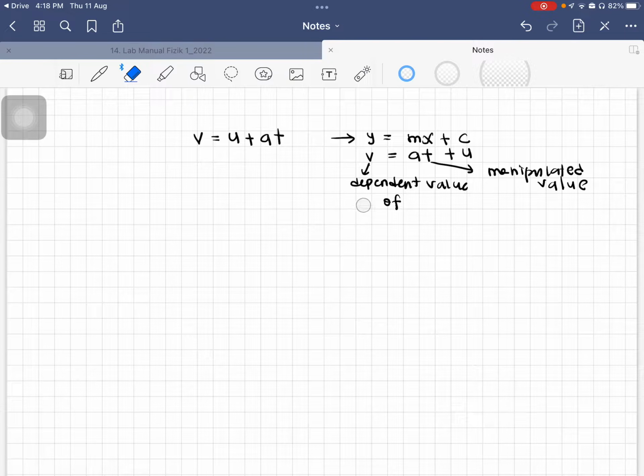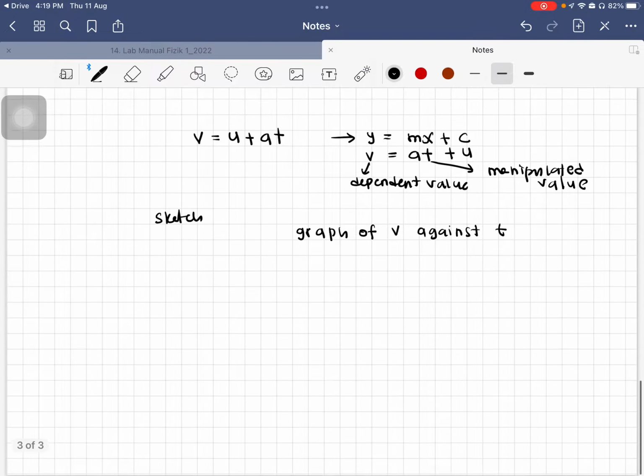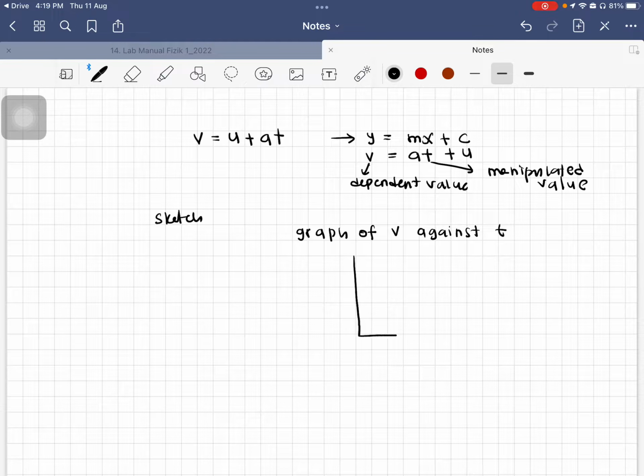So what you need to do first is name the graph. This time we want to sketch the graph. What you need to do is put the name: graph of dependent value v against manipulated value t. The next one, you must have the x-axis and y-axis. So your y is v, your x is t. Next, you must have the unit for the axes.